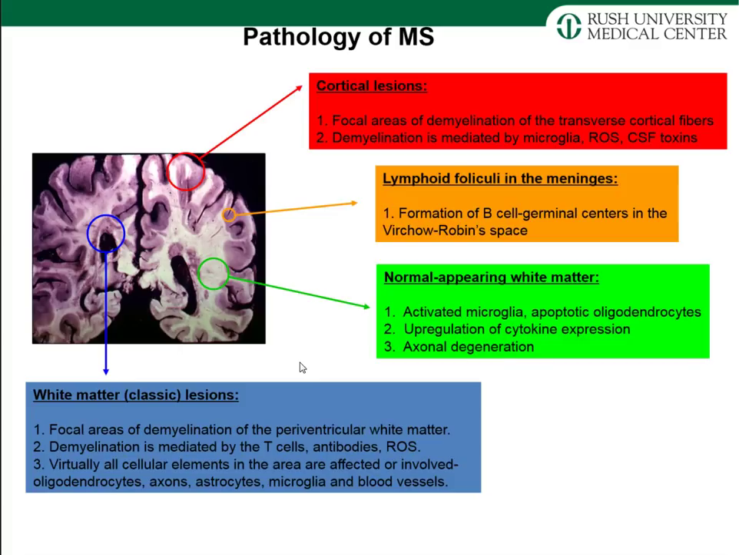Cortical lesions can also happen in multiple sclerosis, and these are focal areas of demyelination of the transverse cortical fibers. This demyelination is mediated by microglia, reactive oxygen species, and CSF toxins. We can see lymphoid follicles in the meninges with formation of B-cell germinal centers in the Virchow-Robin spaces. And then we also can see what appears to be normal appearing white matter. However, if you look deeper under the microscope, you will see activated microglia, apoptotic oligodendrocytes, upregulation of cytokine expression, and axonal degeneration.